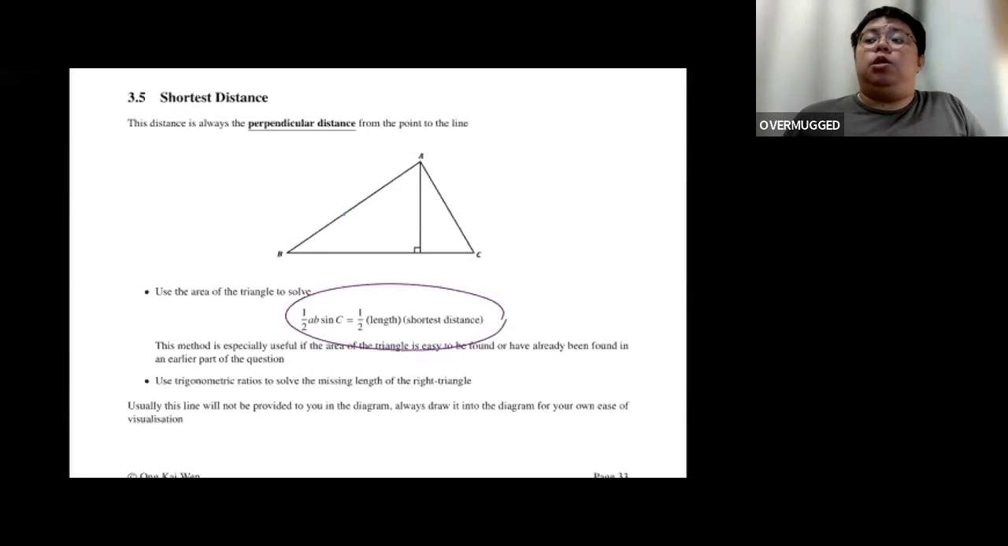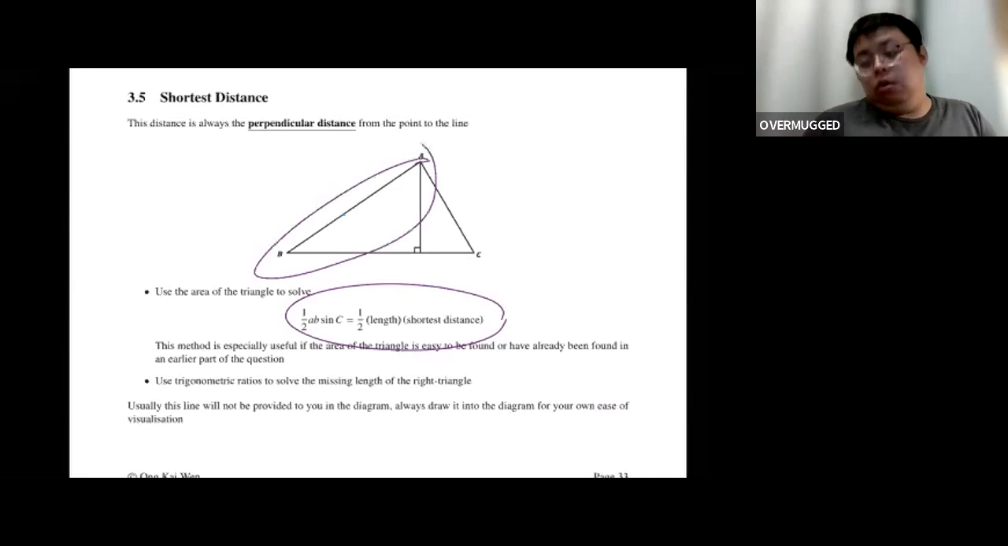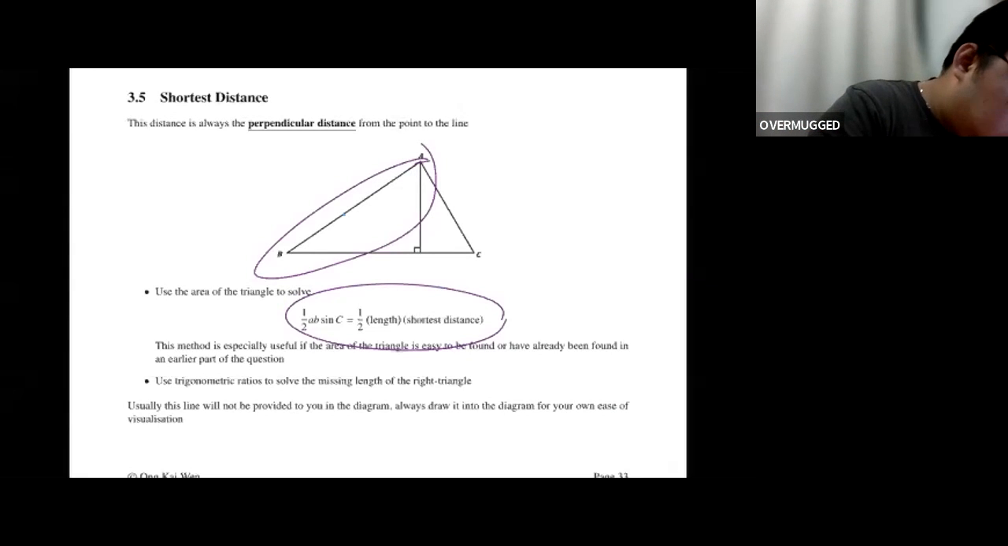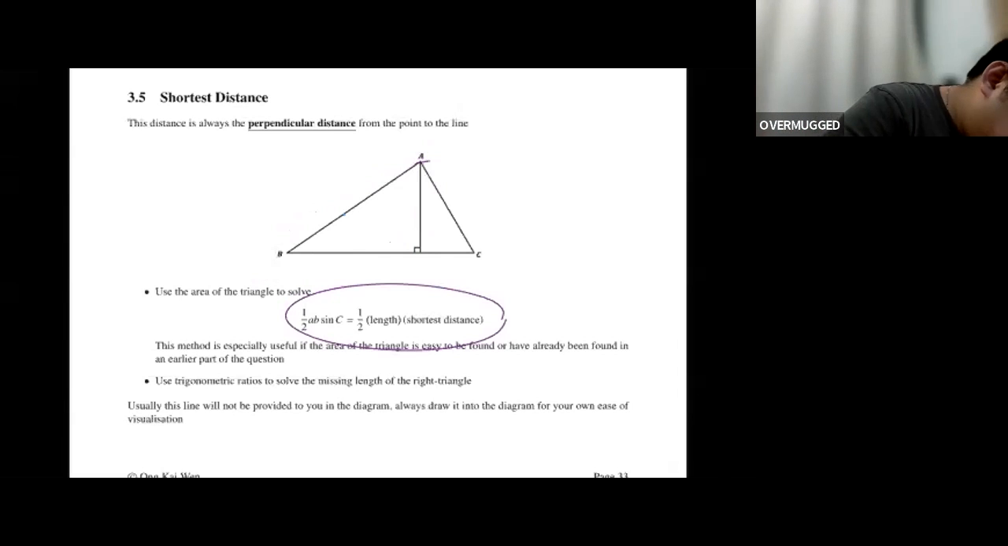There's another way of doing it as well. You can use the right triangle that you have just drawn here, and you can also use your Pythagoras to help you work it out. Sometimes the shortest distance will not be drawn for you. You yourself need to draw it. So just take note of that.